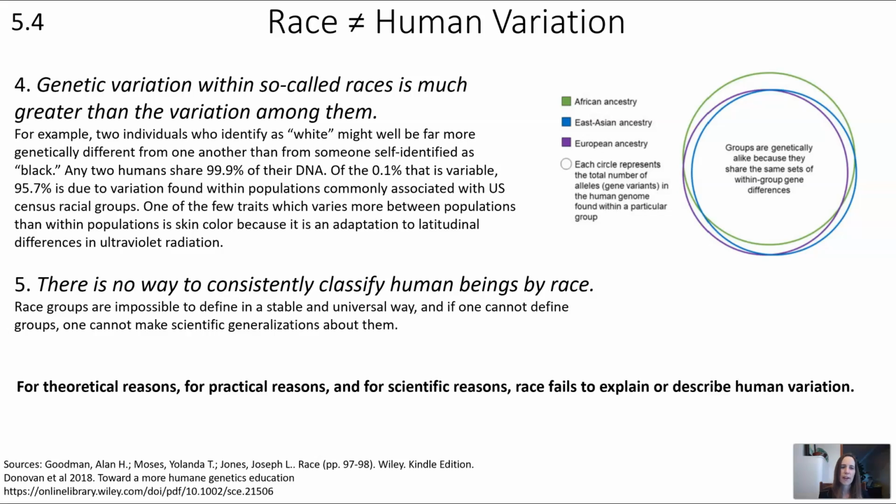And finally, number 5, there's no way to consistently classify human beings by race. Race groups are impossible to define in a stable and universal way. Nobody can agree on this. Nobody can agree over time. And so if one cannot define groups, one cannot make scientific generalizations about them. So for theoretical reasons, practical reasons, and scientific reasons, race fails to explain or describe human variation.